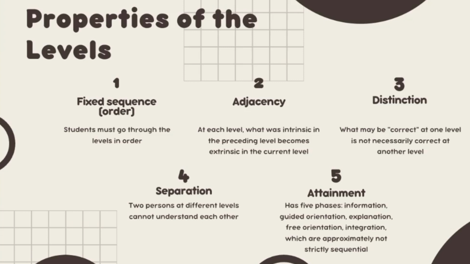Next is distinction. What may be correct at one level is not necessarily correct at another level, because each level has its own linguistic symbols and network of relationships. The meaning of a linguistic symbol is more than its explicit definition. It includes the experiences the speaker associates with a given symbol.